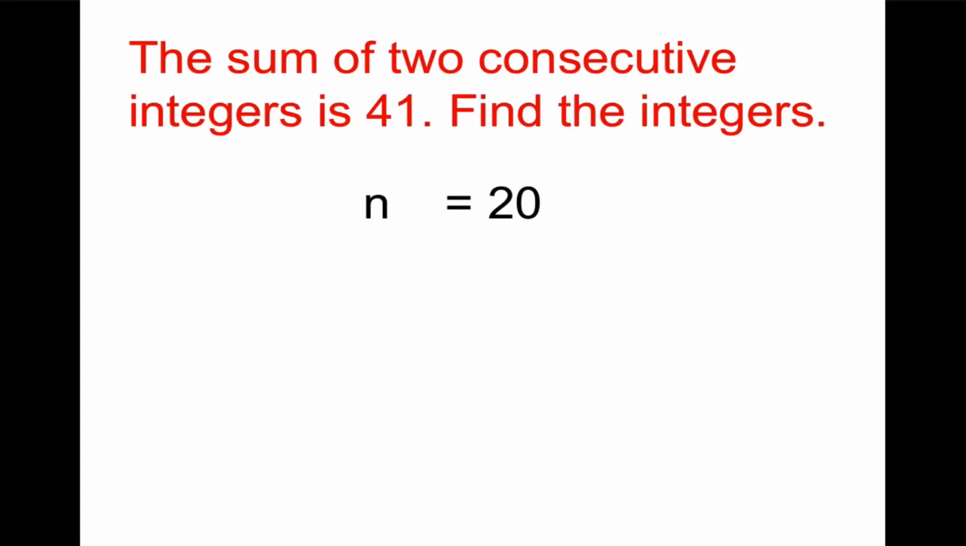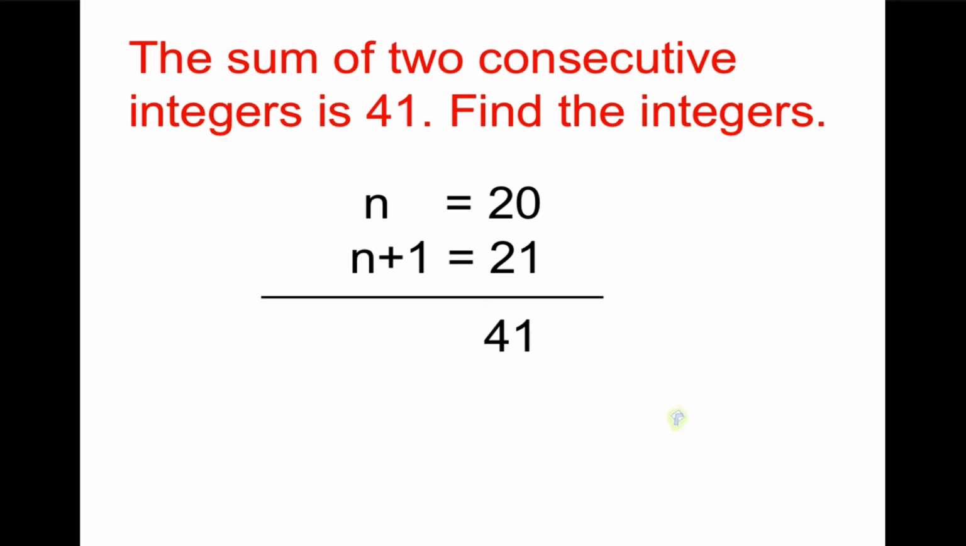The question said two consecutive integers add up to 41. Find the integers. So n equals 20. That's not two consecutive integers, that's only one. We also want n plus 1. And together, they should add up to 41. So that checks out. N plus 1 equals 21.